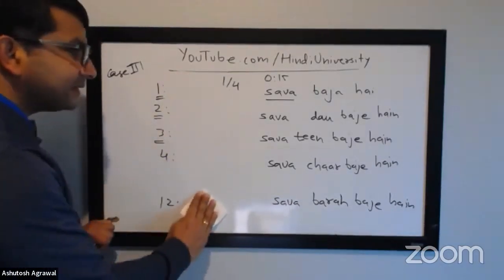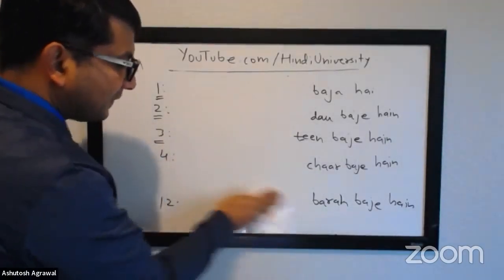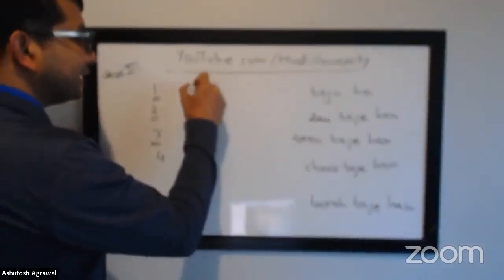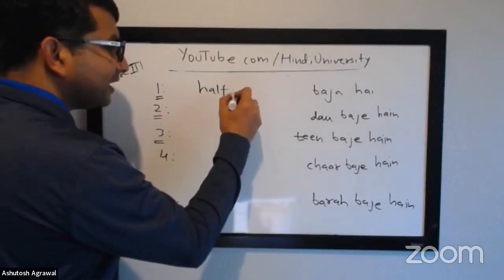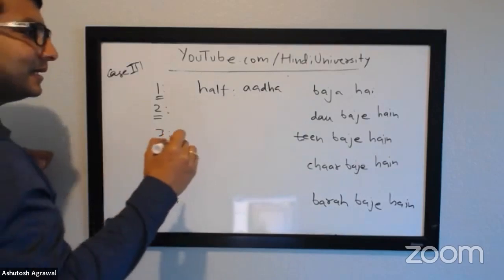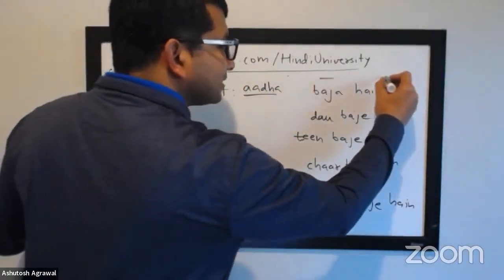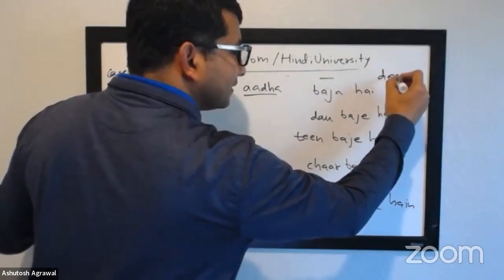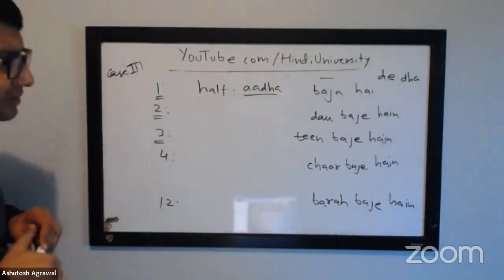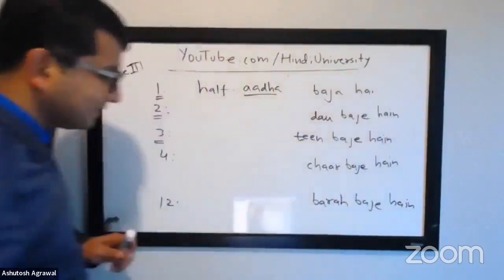So after this, just like you have sava, you have half. Generally, half is called adha, adhi, or adhe, right? But in the context of time, it's deid. The way you pronounce it is a little bit tricky because you have both the dh and the dha.